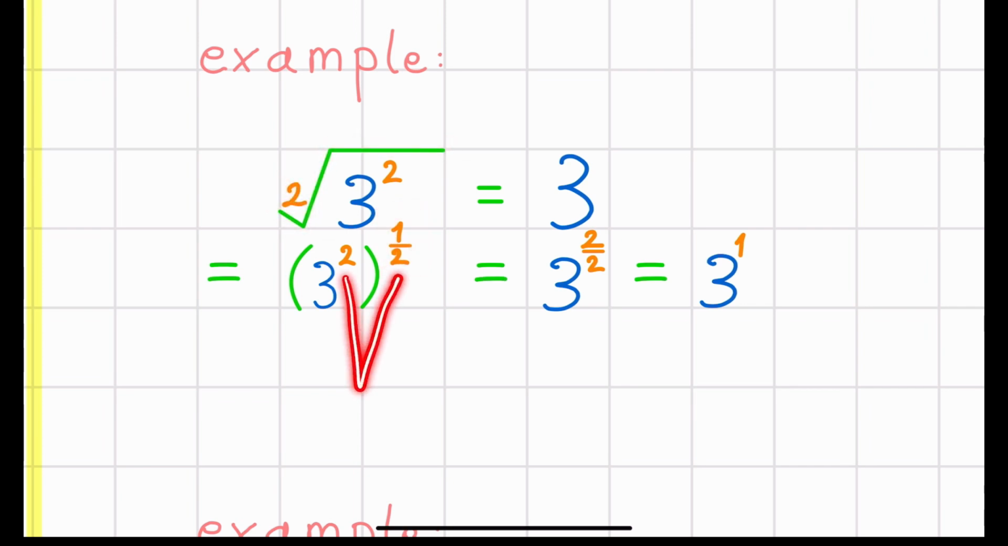When I apply the power of power rule from our exponents laws, I know that I can multiply these powers together and I'm left with 3 raised to the power of 2 over 2. That's equal to 3 raised to the power of 1, which is equal to itself. We had 3 raised to a power of 2, and then we took root 2, and eventually we're left with 3.